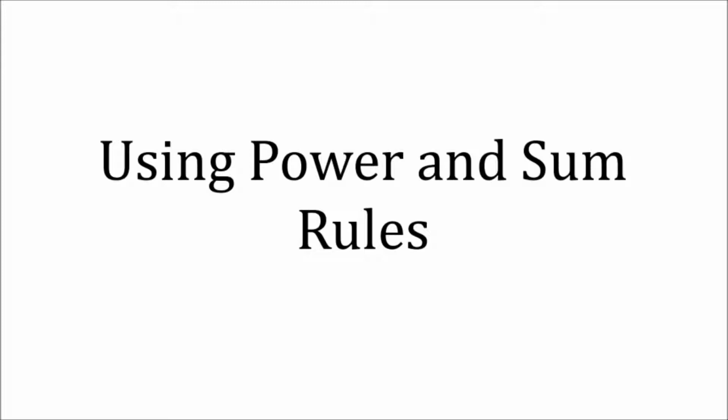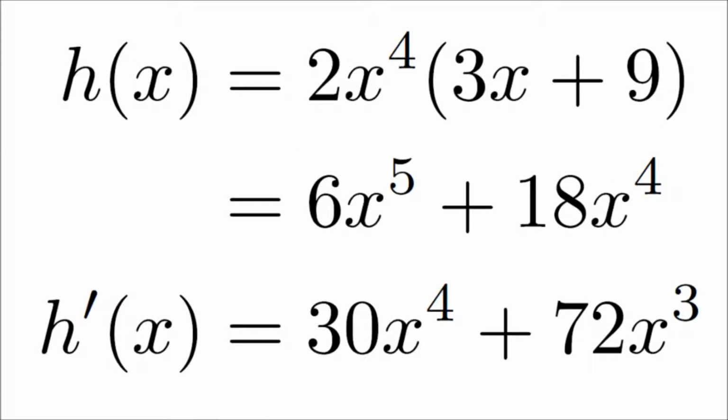And just to verify, not that it proves anything, let's try to find the derivative of h of x by expanding and using the power and sum rule. So we start with 2x to the fourth times 3x plus 9, and expand that by distributing 2x to the fourth over 3x and 9, giving us 6x to the fifth plus 18x to the fourth. The derivative h prime of x is then 30x to the fourth plus 72x cubed, which is what we got using the product rule.